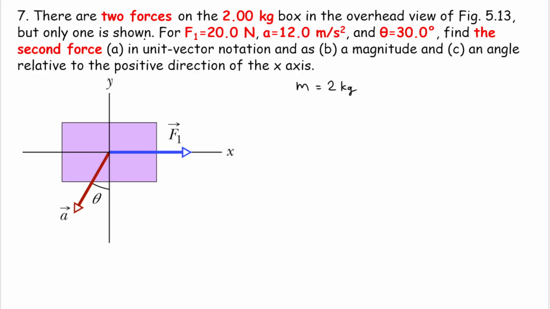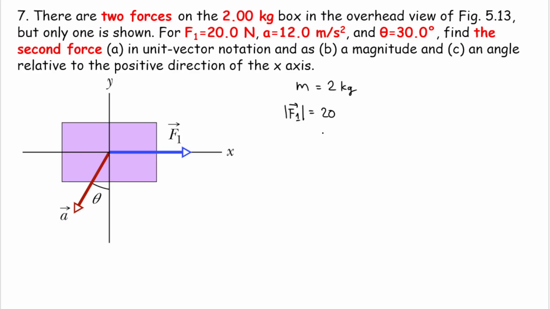Okay, but only one force is shown. So there are two forces, but only one is shown. In this one, that will be F1, right? That is shown, and the magnitude is 20 Newton. So I'll have the magnitude of F1 here is 20 Newton.